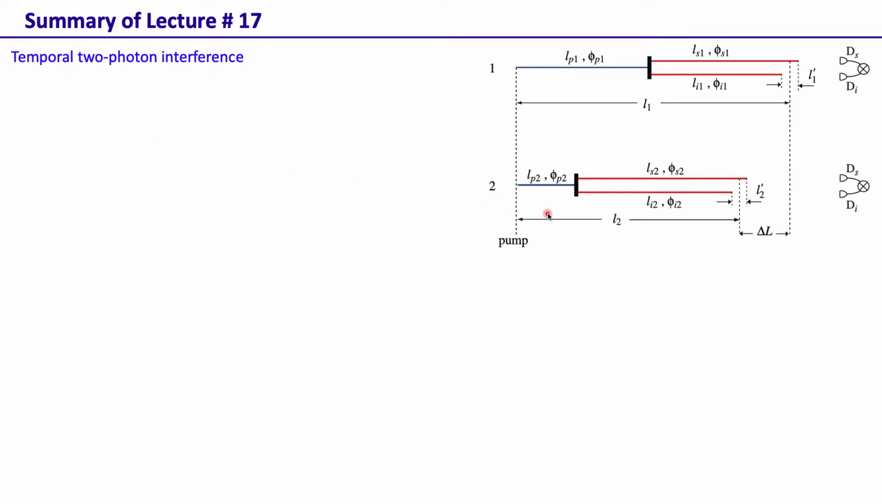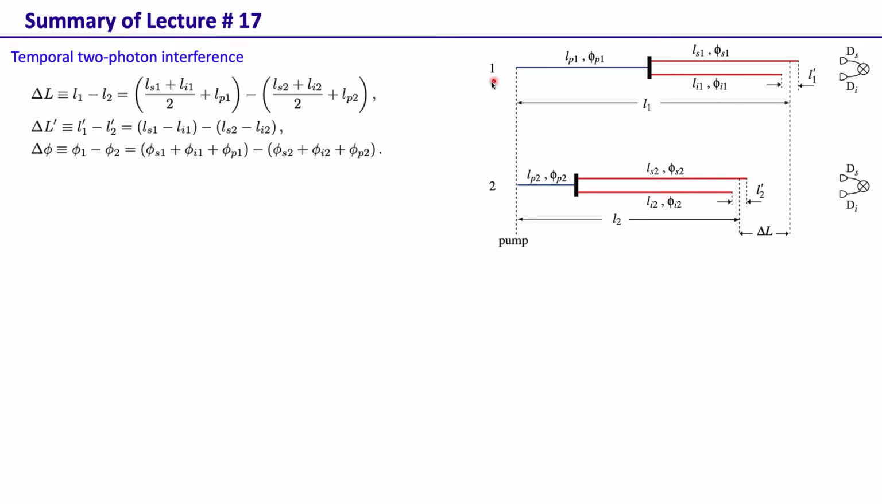But first let's quickly look at what we did in lecture number 17, in which we rigorously derived two-photon interference and the coincidence count rate. In lecture number 17 we considered a general two-photon interferometer, and we saw that it can be represented like this in an unfolded two-photon path diagram, in which we have two alternative ways in which the down conversion can happen and the down converted photons can get to the detector.